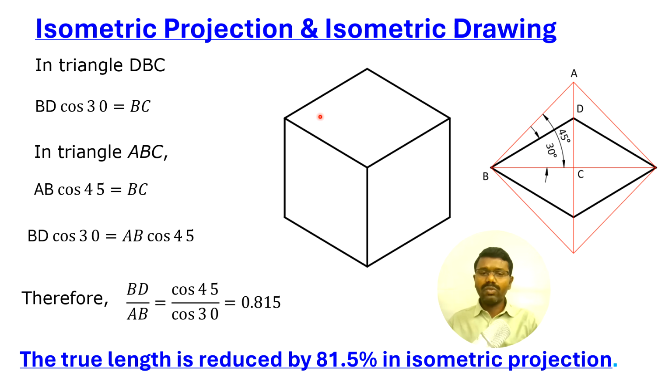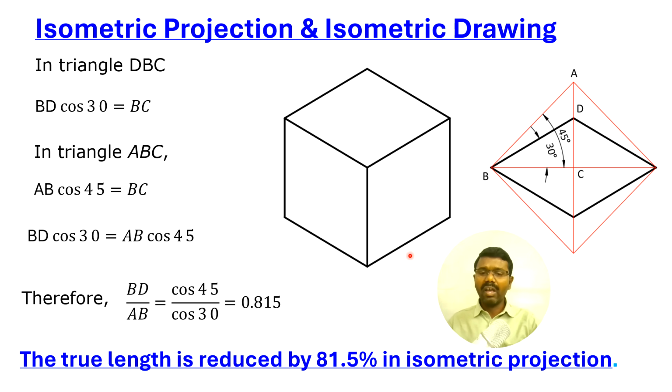Now if you see the actual dimensions of this square, it is like this. If you take any one edge, AB is the true length of the edge, let us say 1 meter. Now in the isometric view, we draw this AB as BD, and BD is the reduced dimension in the isometric view.